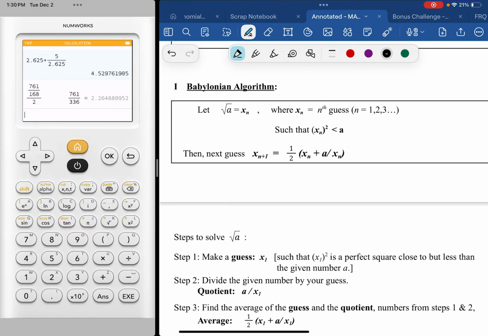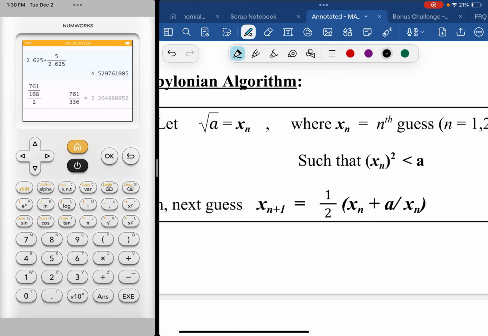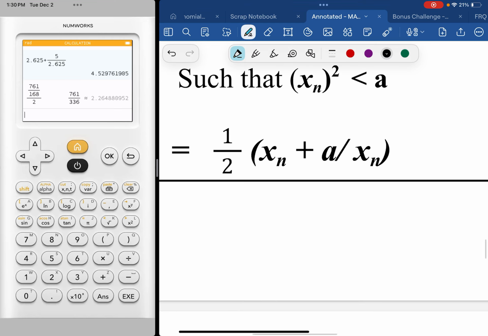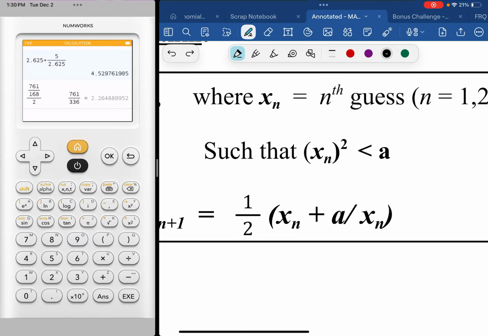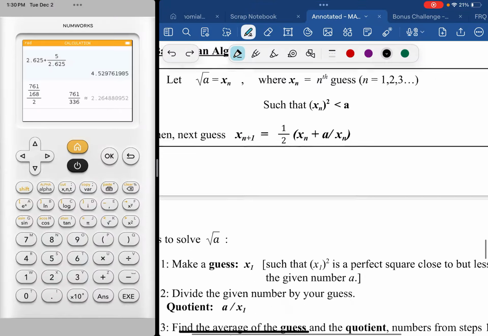So here we're saying that that x sub n value should have a power of 2 associated with it. So when it's squared, it should be less than whatever the a value is. And what we would then do is find the average. So when you add two numbers and divide by 2, or multiply by 1/2, you're finding the average between that nth guess, or really our initial guess, as you'll see in a minute, and the a value, which is the value under the radical, divided by whatever that initial guess is. All right.